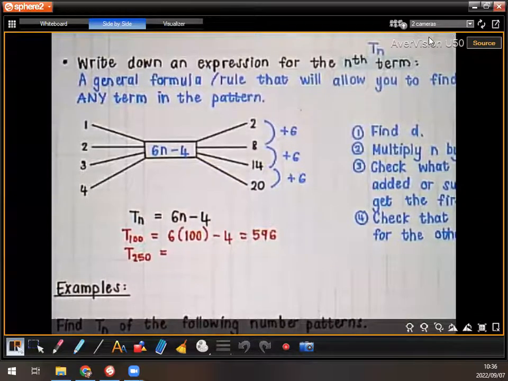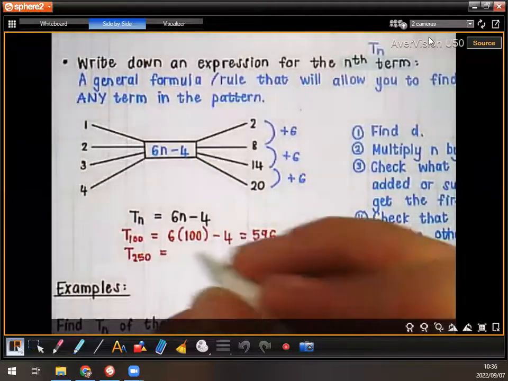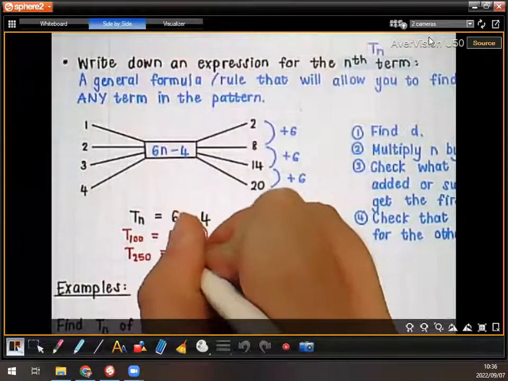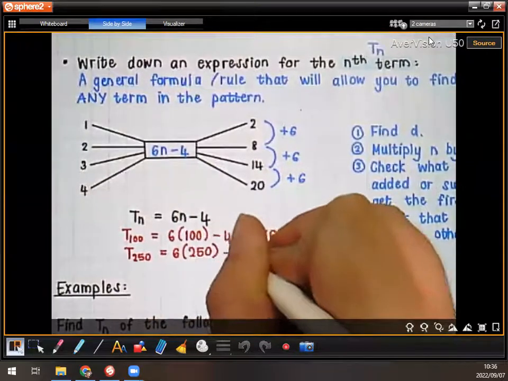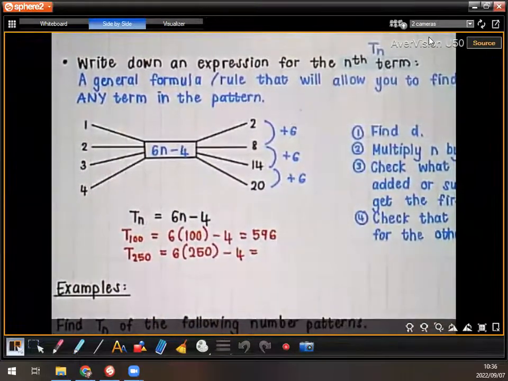What is my input value now? If it's the 250th term, then my input value is 250, right? So I'm going to say 6 times 250 minus 4. Just use that formula, and whatever term number they ask you to find becomes n.